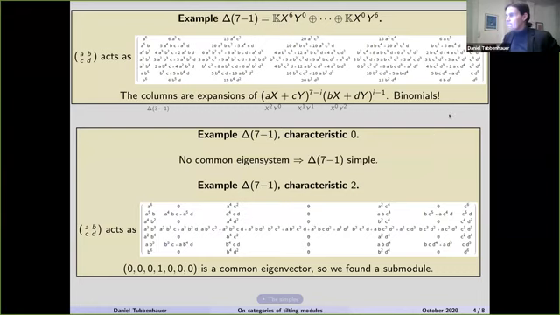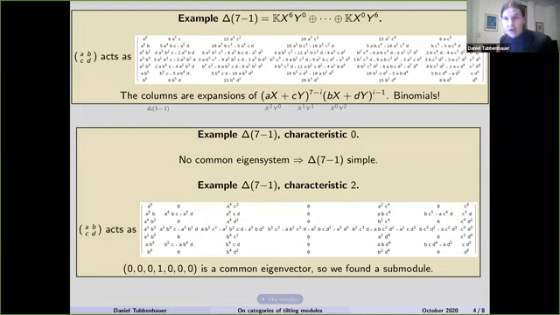And what Hermann Weyl already did, I'm not sure how much he cared about the characteristic P case, but basically what he already did is the following. In characteristic 0, you can observe that this funny matrix upstairs here has actually no common eigensystem. So it depends on A, B, C, D, and there's no common eigensystem. So actually, this basically proves that this guy is simple.